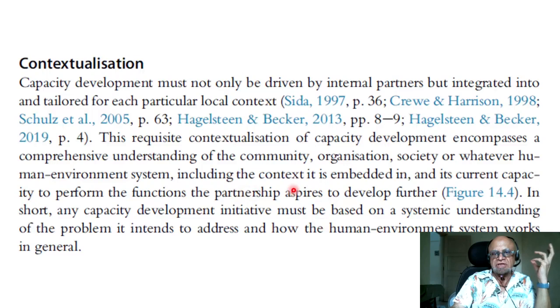This requisite contextualization of capacity development encompasses a comprehensive understanding of the community, organization, society, or whatever human environment system, including the context it is embedded in and its current capacity to perform the functions the partnership aspires to develop further. In short, any capacity development initiative must be based on a systematic understanding of the problem it intends to address and how the human environment system works in general.